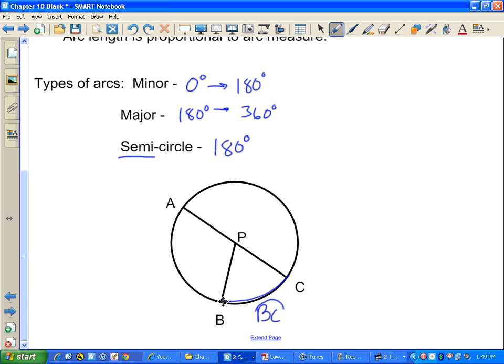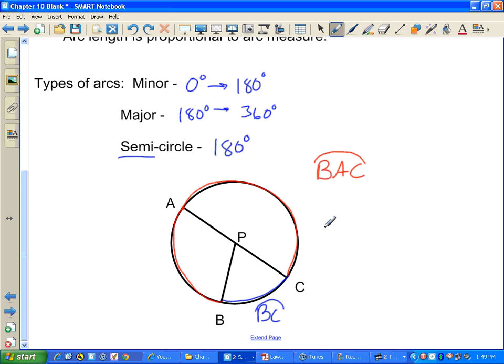If I wanted to talk about a major arc, so something that takes up more than half the circle, so maybe I wanted to talk about this arc. Okay? I need to use 3 letters because if I only use 2, say, okay, this one starts at B and ends at C. But if I just say BC, I'm talking about this arc. Okay? That's the minor arc. So if I want to talk about the big one, I need to use 3 letters. I need an intermediate letter here. I need to say arc B, A, C with a hat.